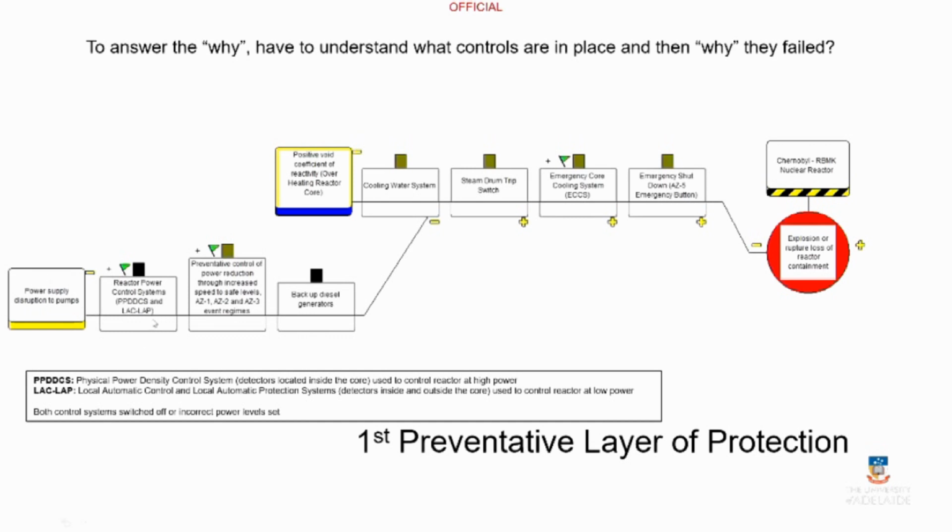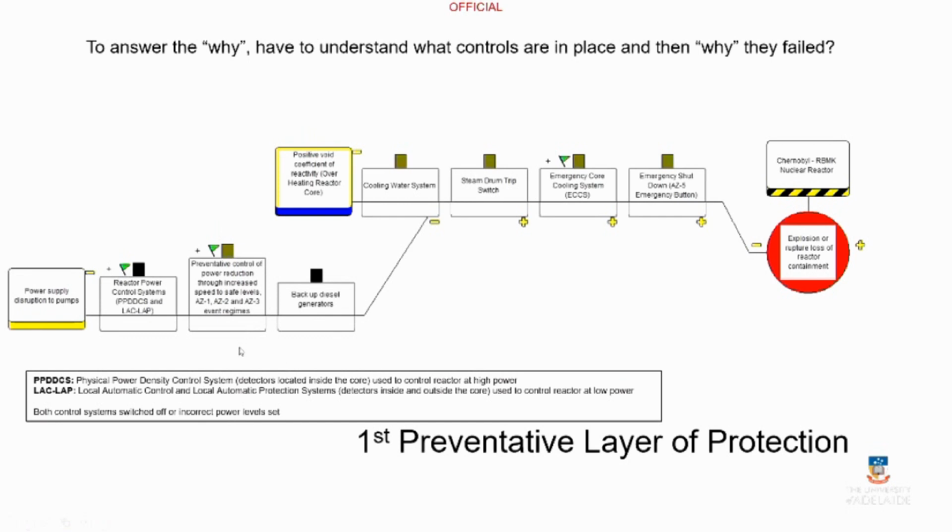If you lose your power, there's reactor power control systems. I'm not going to go into detail how they work, but there's local control and physical control, with detectors located inside the core, used to control the reactor at high power, and these will allow rods to come in and out depending on the power. There's what they call local automatic control and local automatic protection systems. They're detectors inside and outside the core, again used to control the reactor at low power. So these were all systems that were properly thought of, properly designed for the particular threats that could face these reactors.